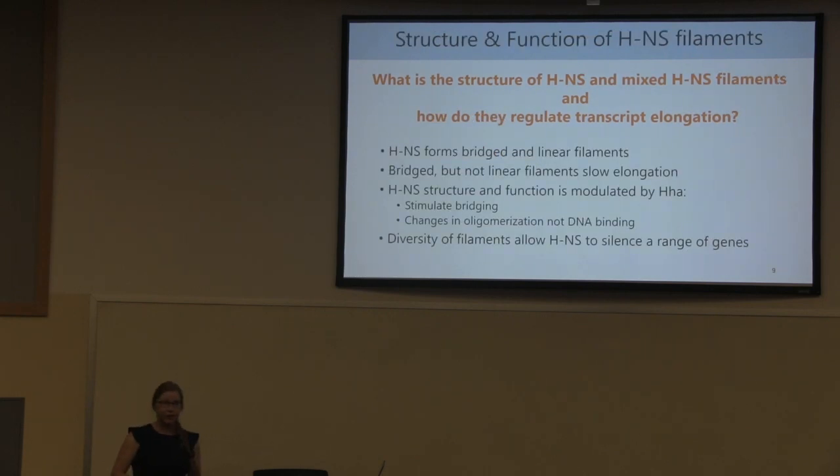So today, I will tell you a little bit about what we knew about how H-NS can form filaments and how they affect elongating RNA polymerase, which was known when I started in the lab. And then I'll tell you a few more details about investigations I did into the structure of these mixed filaments where H-NS and Hha are interacting with each other. And then I will finally end with what the cell gets from these diverse filaments.